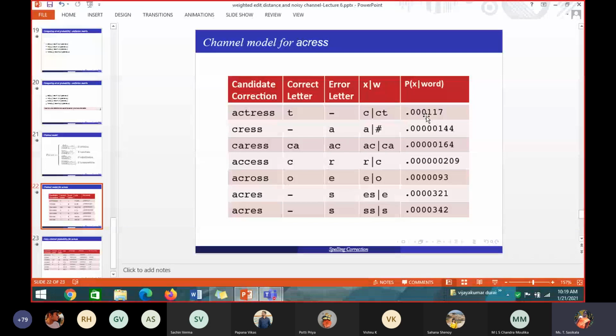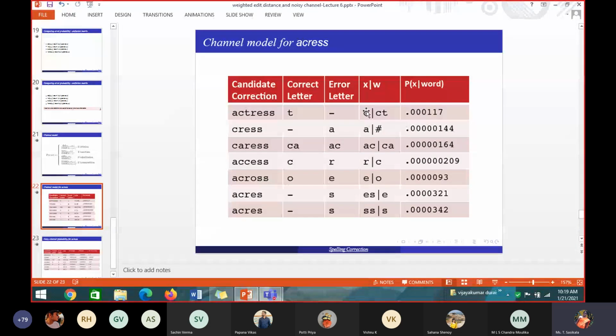For your understanding, C given CT means how many times CT occurs in my corrected corpus. What is the probability that among all the times CT occurs, T gets deleted? So how many times CT occurs in my corrected corpus, and in that, how many times is T deleted in my error corpus? I am seeing only C in my corpus, and they have given us some random probability of 0.00117. That is X given W. What is W? What is the correct word?